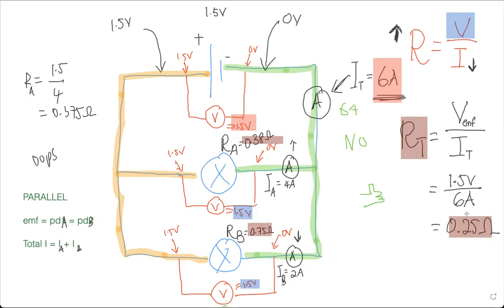Imagine you are the current. There are 6 ampere of you. When you reach this point, you have two decisions to go. You can go by route A or go by route B. Because A has a lower resistance, more of the 6 of you will go by route A than route B. Is that clear? So therefore, A has a higher current than B, because the resistance of A is lower than the resistance of B.